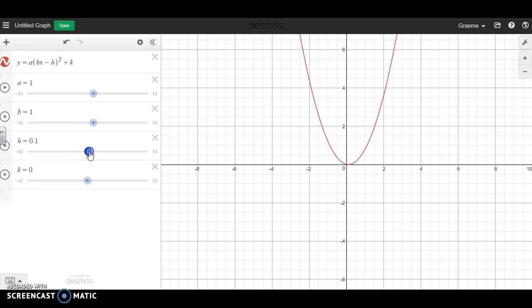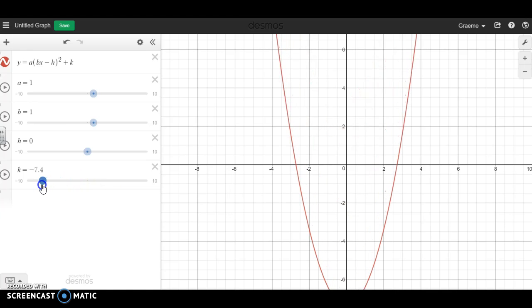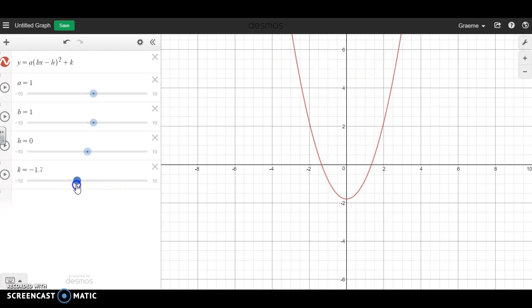K stays true. And instead of moving horizontally, I'm sure you can figure out by now, this will just go back to 0. The k value is my vertical shift. If it's positive, the graph moves up. If it's negative, the graph moves down. Up and down.